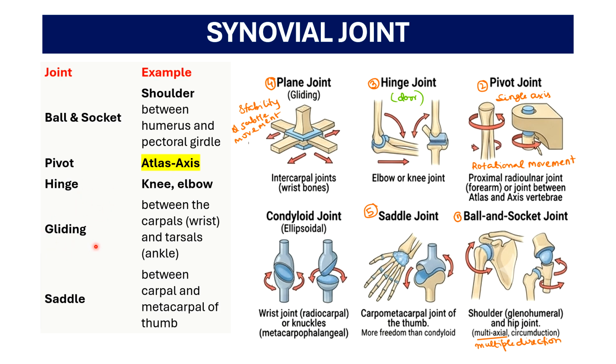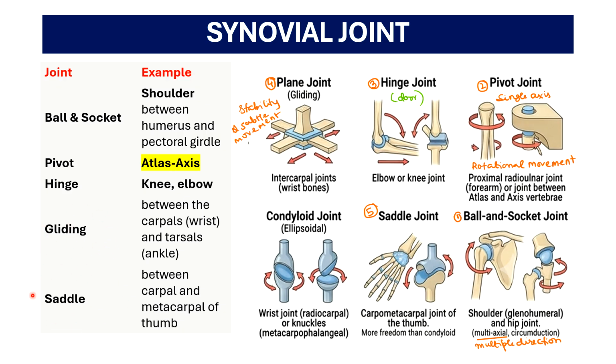Next is your gliding joint. Gliding joints are present between the carpals in the wrist and the tarsals in the ankle. They are the plane type of joint, and here the movement is only very subtle, mostly for maintaining stability. So, very small movements you can see both in your wrist as well as ankle. These are the examples of gliding movement.